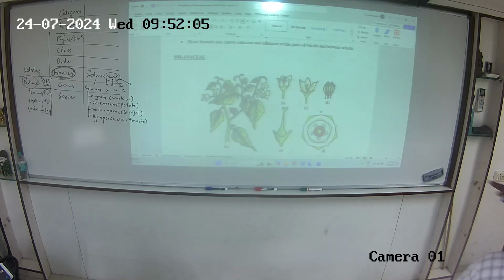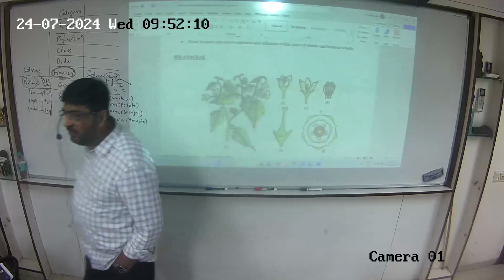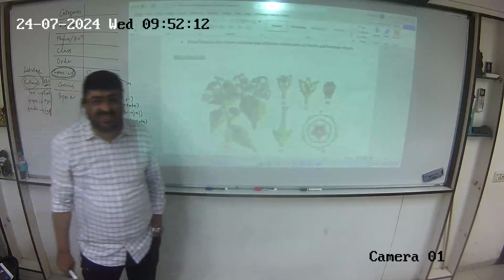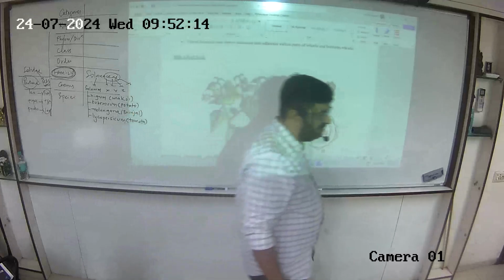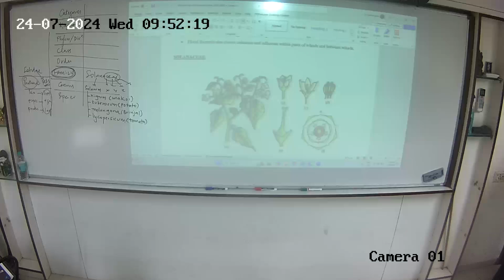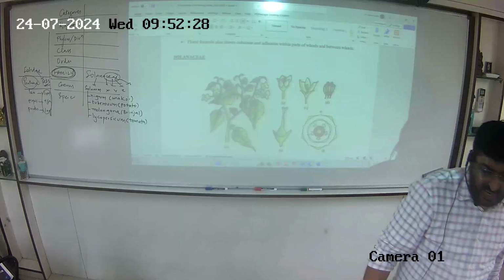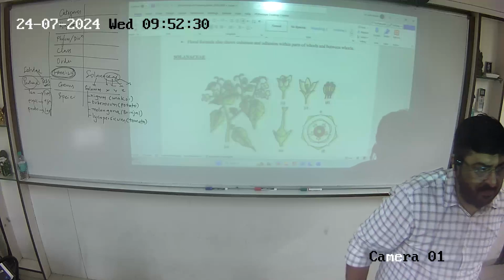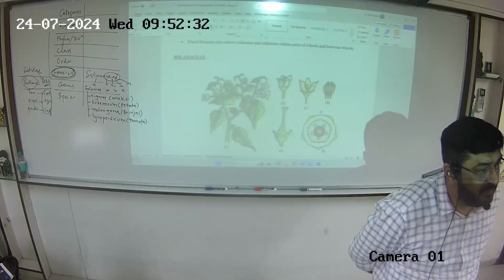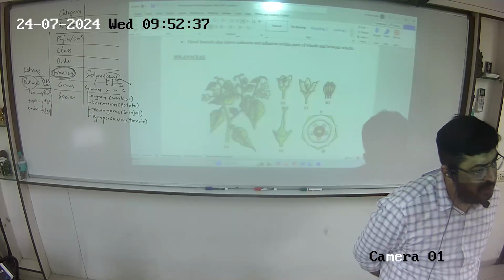So please, where cohesion and adhesion are mentioned, write down the definition. Fusion amongst the members of the same whorl is cohesion. And fusion amongst members of different whorls is adhesion. So perianth is also adhesion? Perianth... yeah, epiphyllous is adhesion.